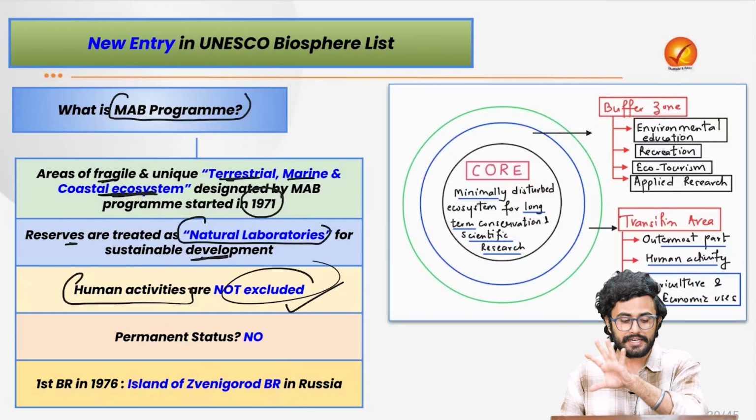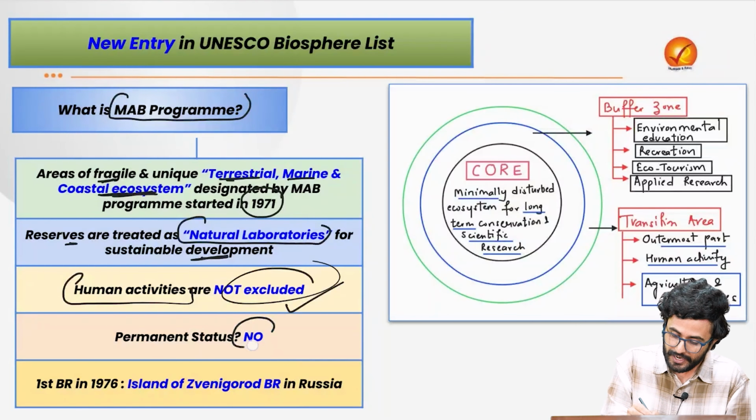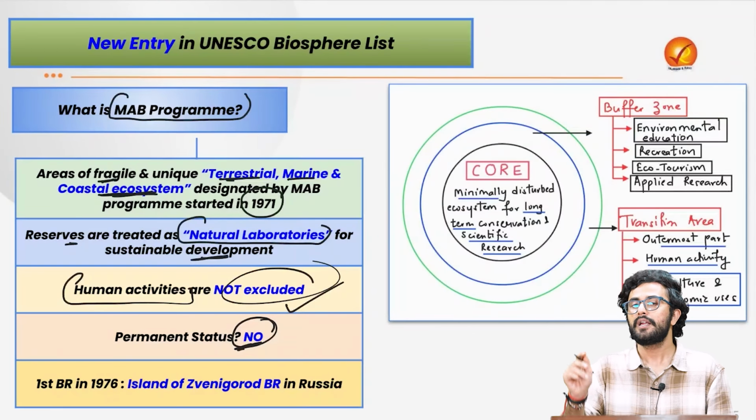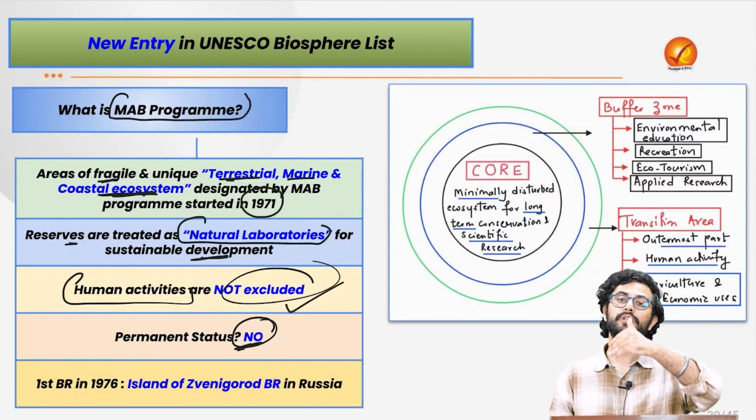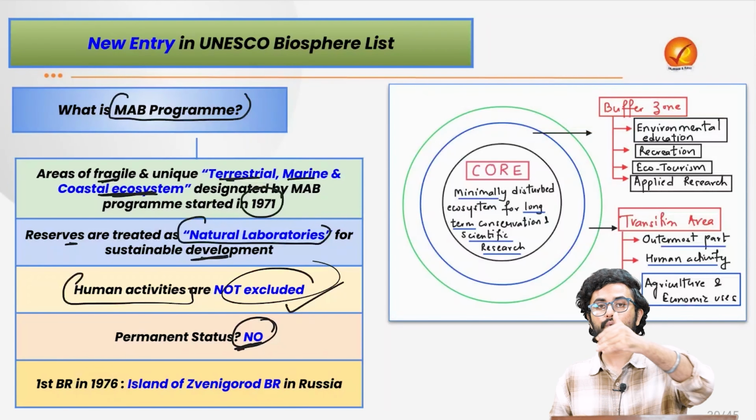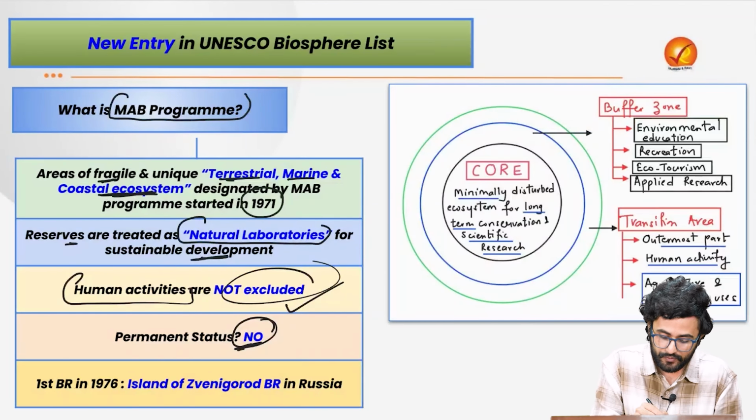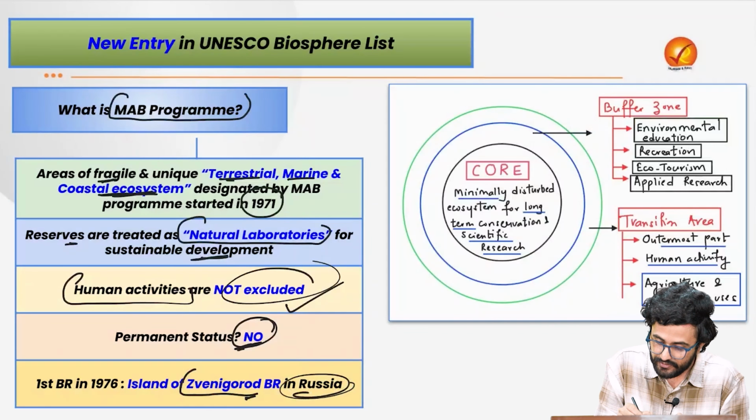Once it is included, do they get any kind of permanent status? The answer is no. Which was the first biosphere reserve to be recognized under this Man and Biosphere Reserve Program in 1976? That was the island of Zhevny Gorod in Russia.